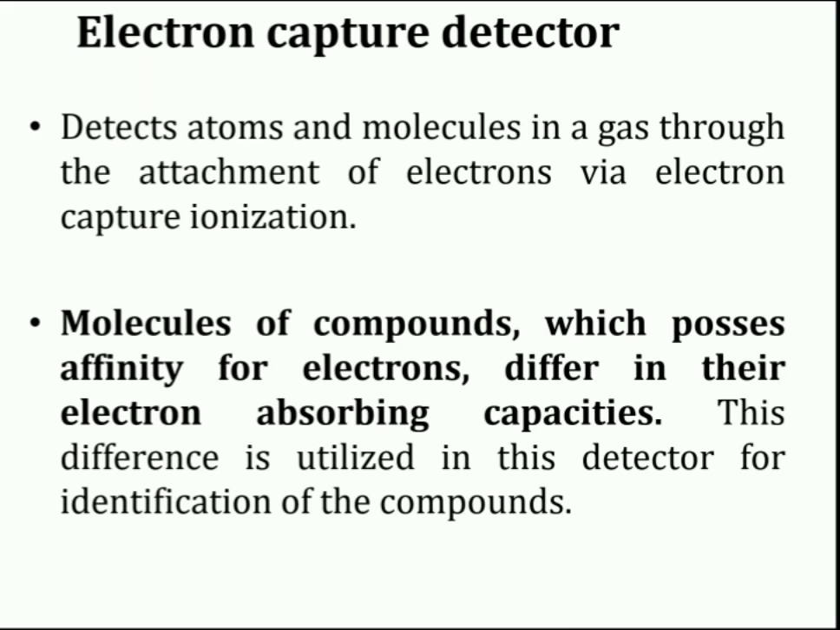Next detector is electron capture detector. An electron capture detector is a device for detecting atoms and molecules in a gas through the attachment of electrons via electron capture ionization. Usually those molecules of compounds which possess affinity for electrons differ in their electron absorbing capabilities, and this unique difference is utilized in this detector for identification of the compounds.